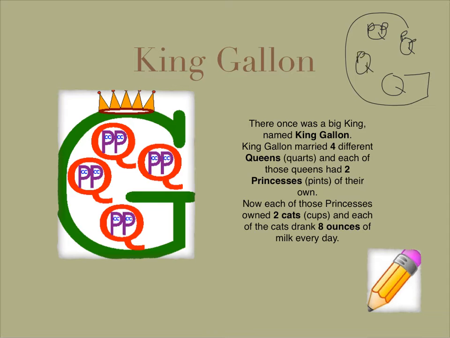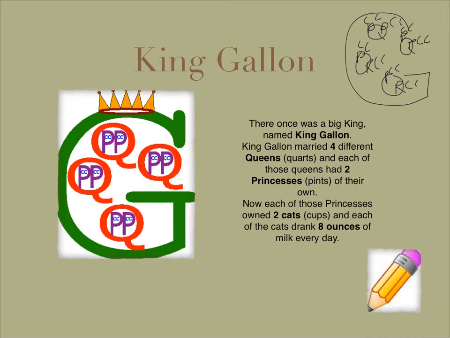2 pints in a quart. And then each of those princesses had 2 cats. The 2 cats stand for cups. And my drawing doesn't look super neat here, but you get the point. And then each of those cats, or the cups, have 8 fluid ounces within them.